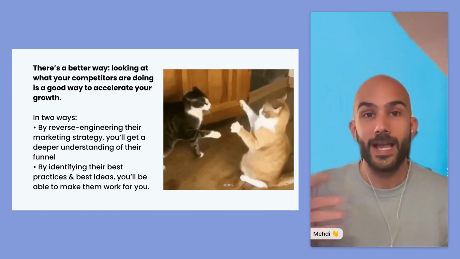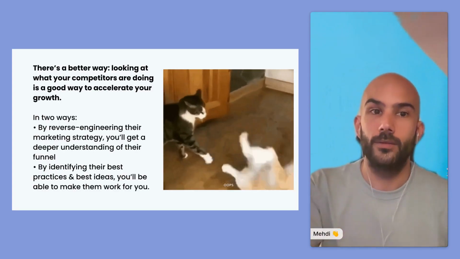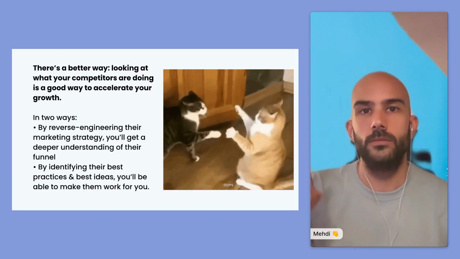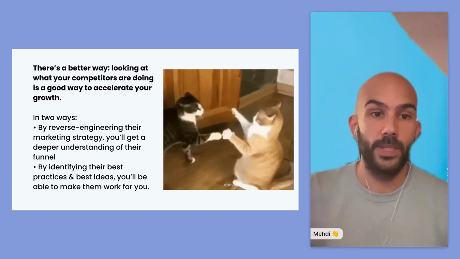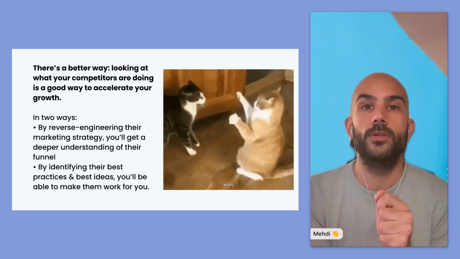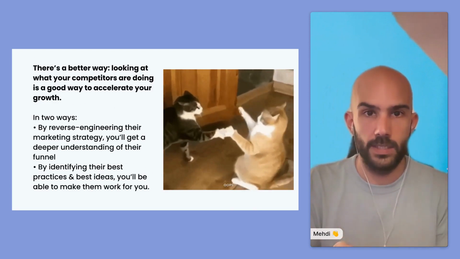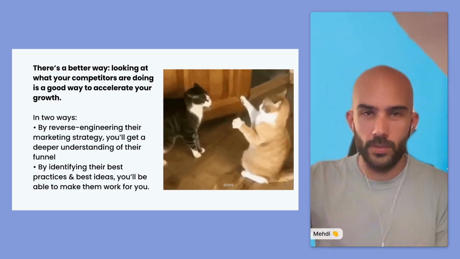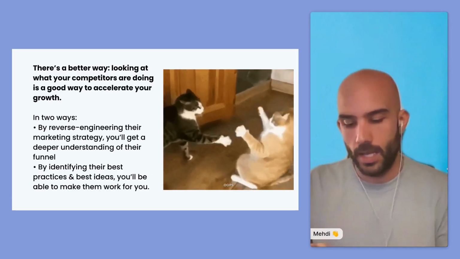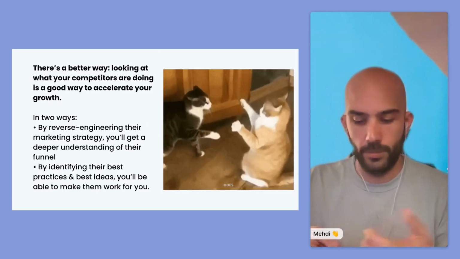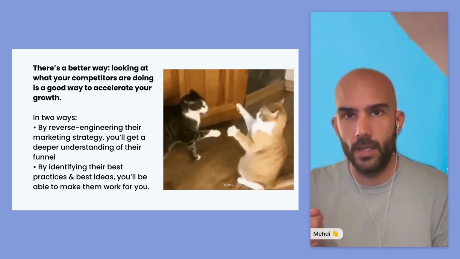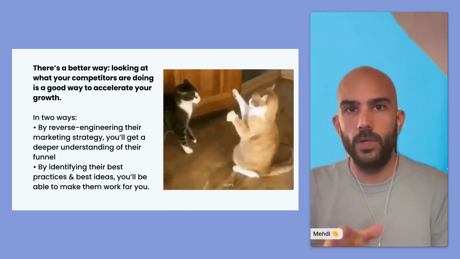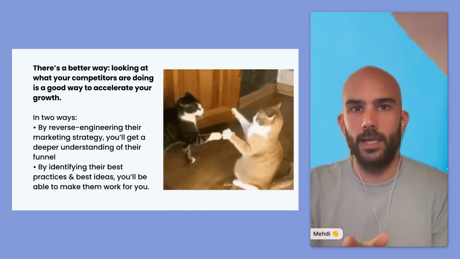So as I've said, the goal is to make sure to find the right inspiration. And there are two main ways to do this by looking at your competitors. The first one is to reverse engineer their marketing strategy. By doing this, you'll get a deeper understanding of their funnel. I'm going to say it this way: if you go on Panoramata or any ad library, and you see a specific ad that you like, don't stop at just the creative. Look at the creative, look at the copy, look at the headline.